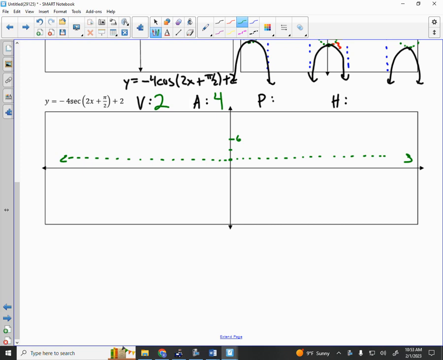And then I go down 4. So the minimum value, as you said, is -2. That's the vertical structure of my graph. That's one thing I'm going to be looking for on your test, is make sure that you have the vertical structure set up correctly. Any questions there?